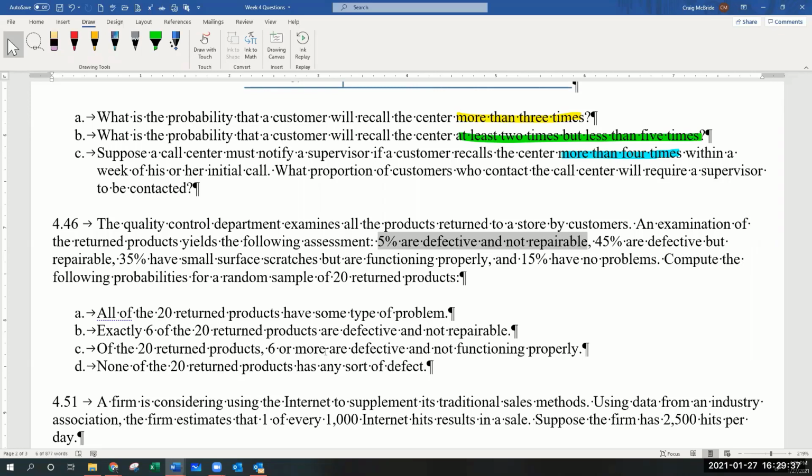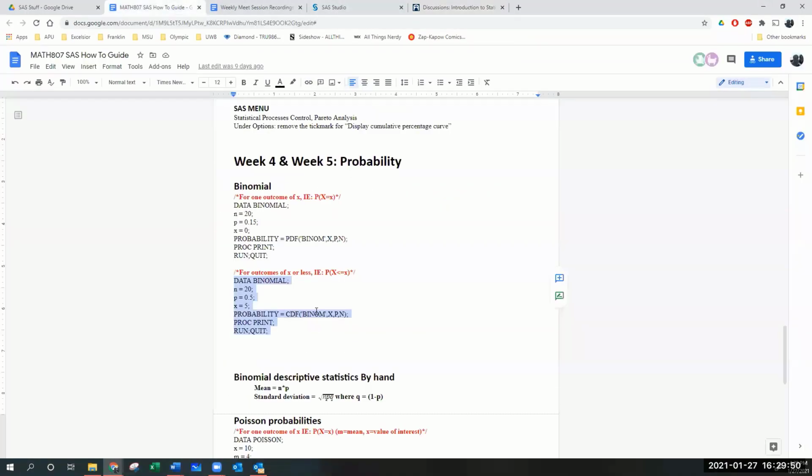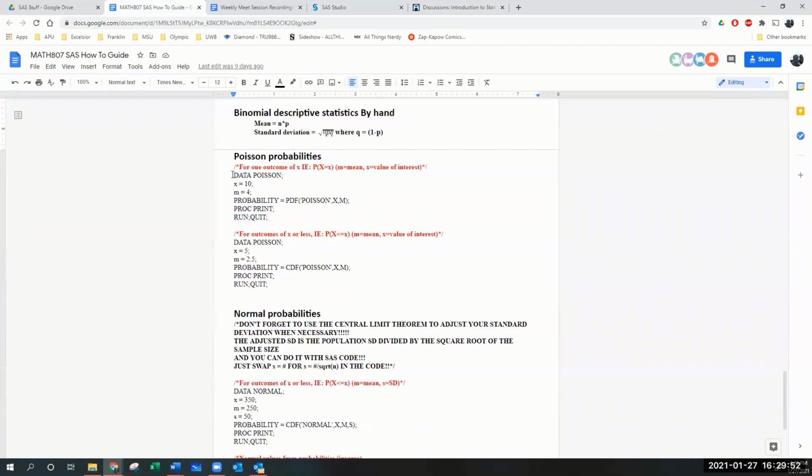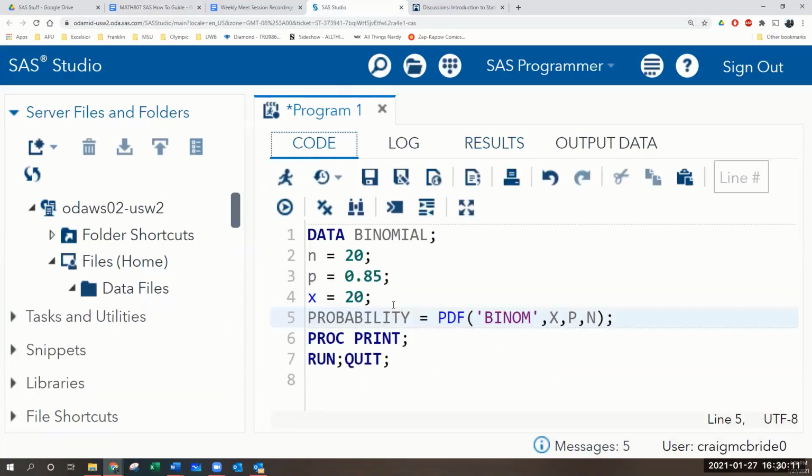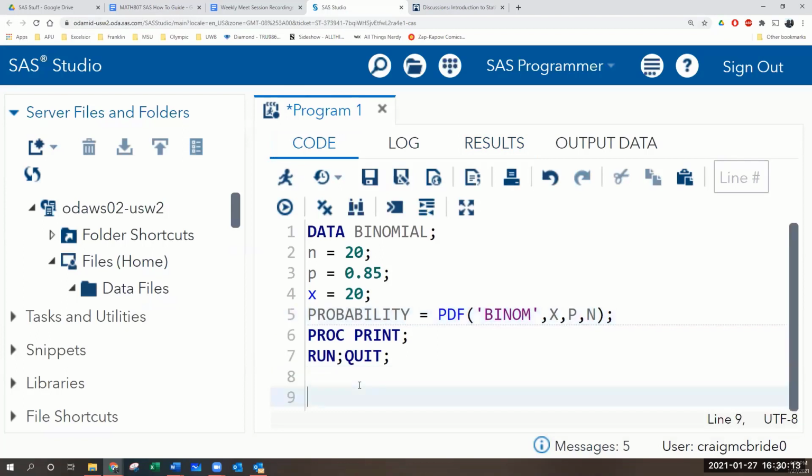Kim? Yes, are you able to do the Poisson approximation in SAS? Oh yeah, absolutely, it's in the code. Right here is the Poisson stuff. Here's the Poisson PDF, and here's the Poisson CDF. It just depends. They want us to do a CDF for the last question, because they want a greater than or equal to. So we can go to our code and put it down here.